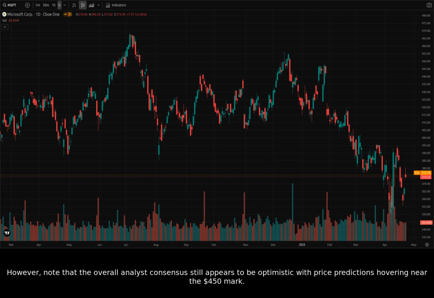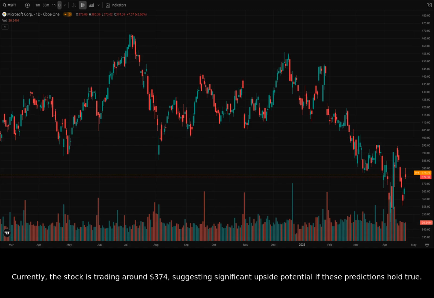However, note that the overall analyst consensus still appears to be optimistic, with price predictions hovering near the $450 mark. Currently, the stock is trading around $374, suggesting significant upside potential if these predictions hold true.